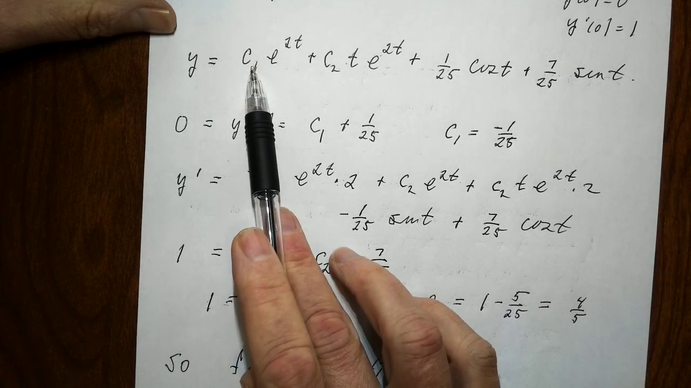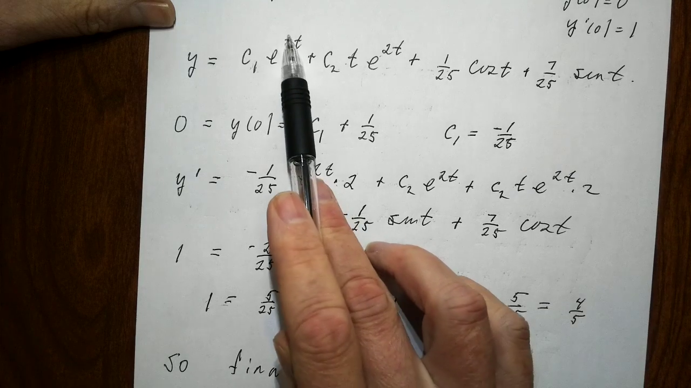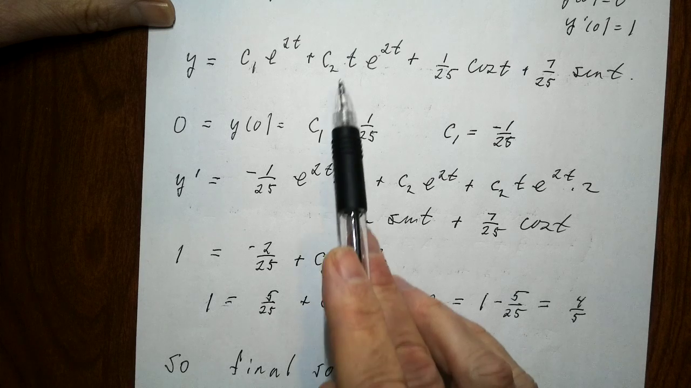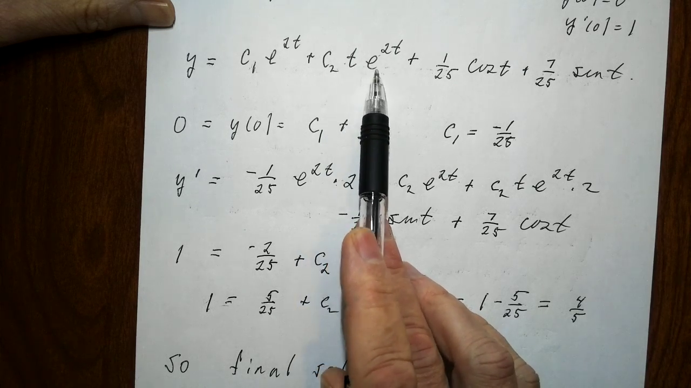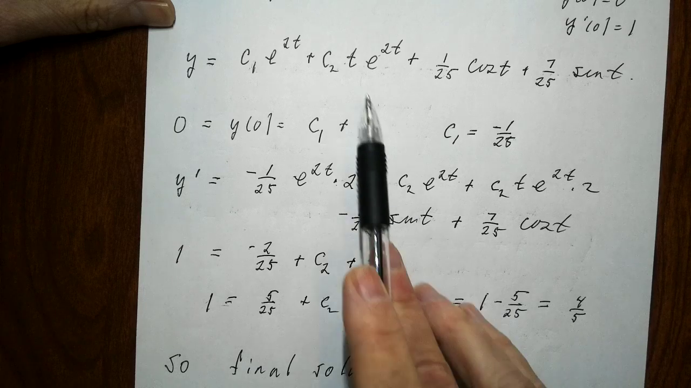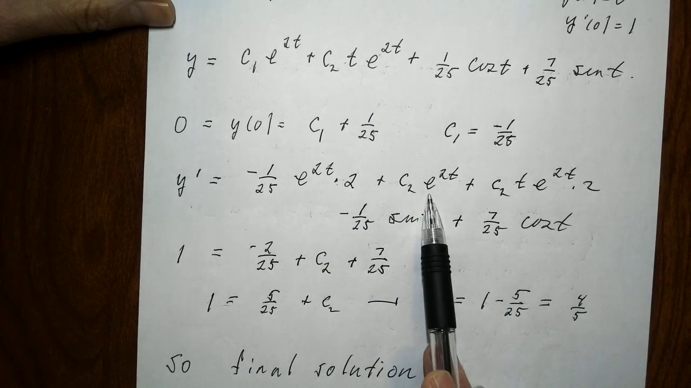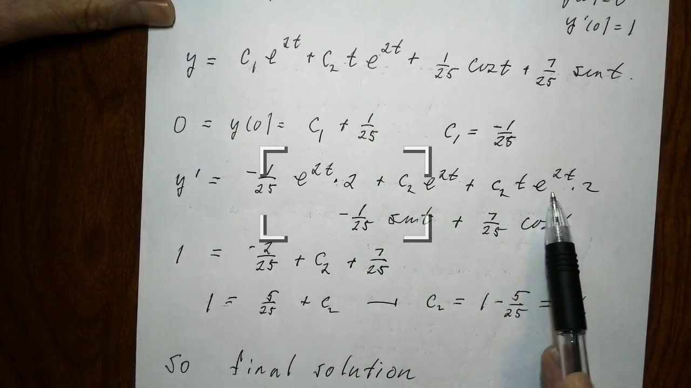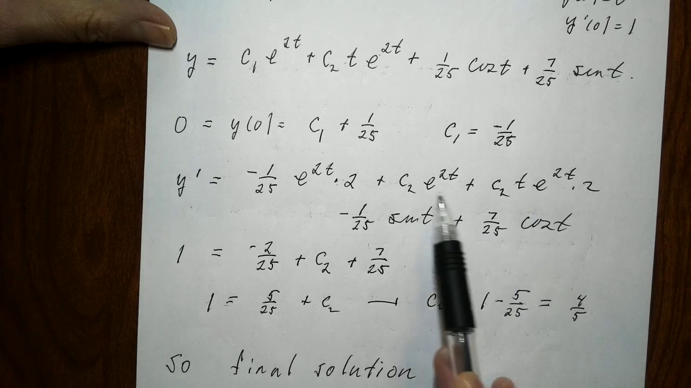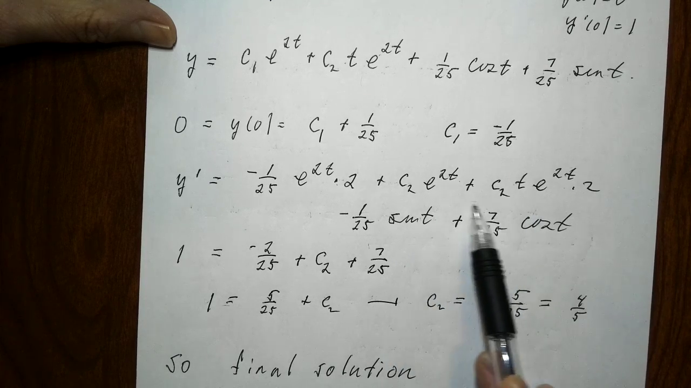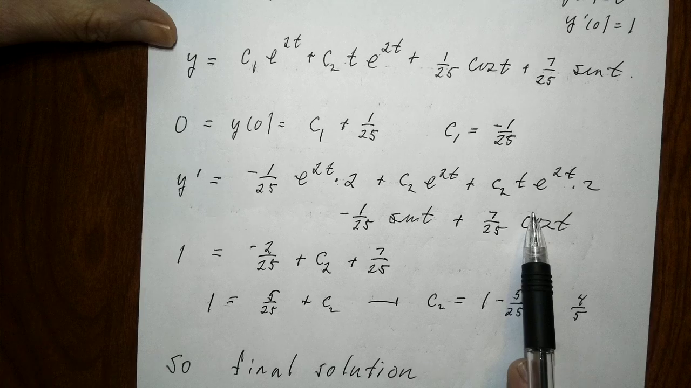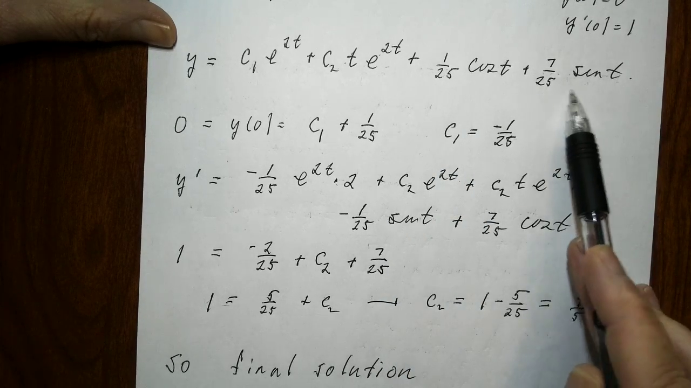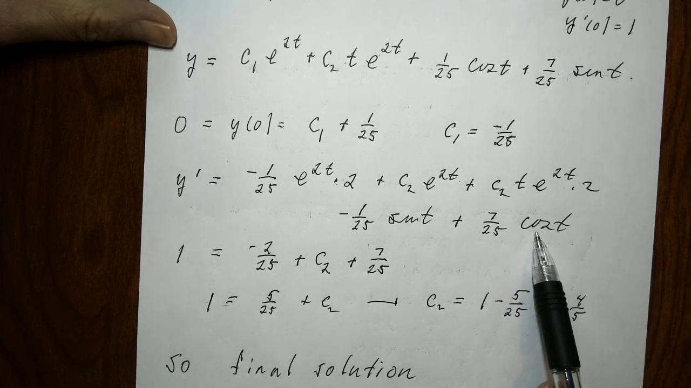I'm going to plug that into y prime when I take y prime in a moment. So when I substitute minus 1/25 back here, if I take the derivative of this, I'll get e to the 2t times t. To take the derivative of this, I have to use the product rule. Keep in mind that c2 is a constant, so I'll have derivative of t, which is 1, e to the 2t, plus c2 t e to the 2t times 2. So I use the chain rule to get this term right here. I use the product rule to get this entire quantity right here. I applied the product rule to that up there. Now I need to take the derivative of that, which is minus 1/25 sine t, and then the derivative of this is 7/25 cosine t.